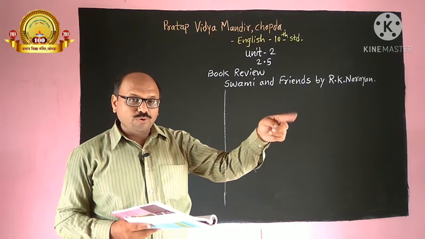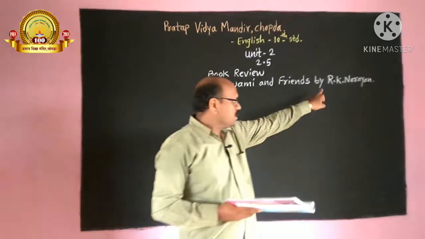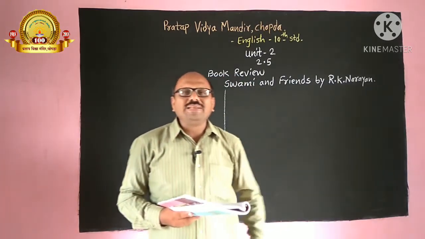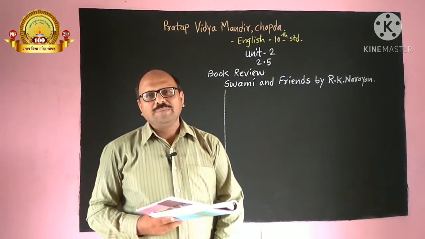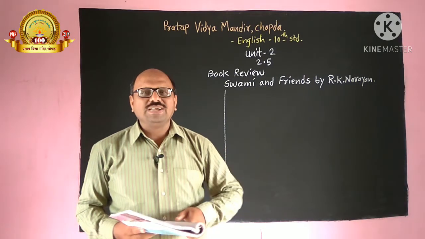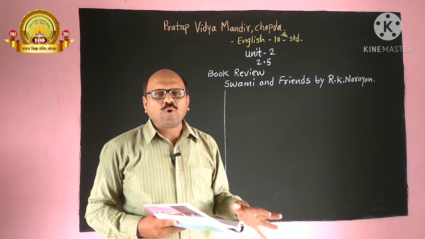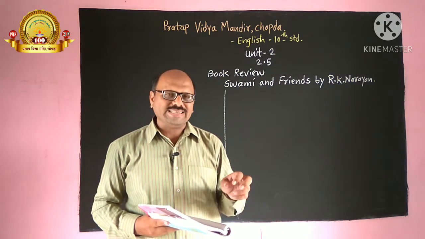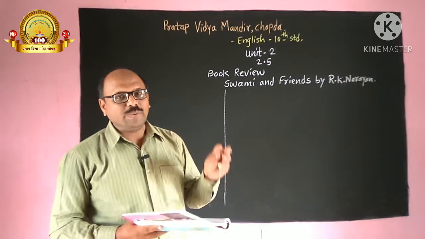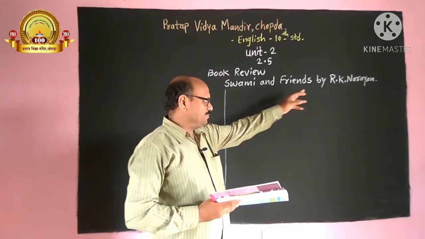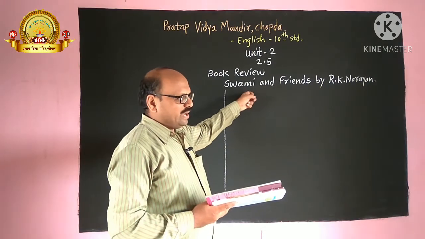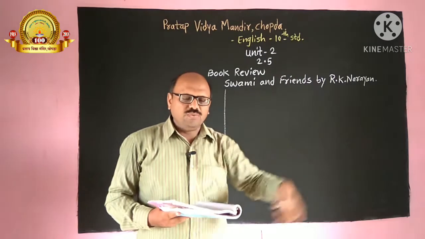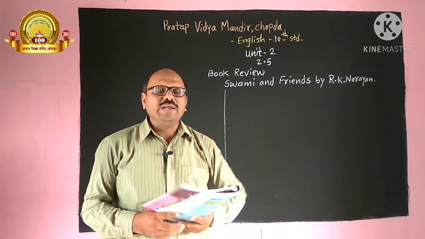Before 1947, before independence, by R.K. Narayan. R.K. Narayan is a prominent Indian English writer, quite acquainted with the skills, the vocabulary skill, etc. And this is the masterpiece of R.K. Narayan. Swami and Friends is a book which was written before 1947, before independence.